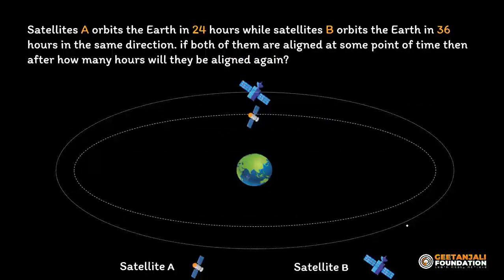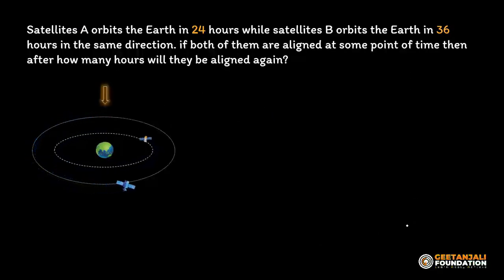Satellite A orbits the Earth in 24 hours, while satellite B orbits the Earth in 36 hours in the same direction. If both of them are aligned at some point of time, then after how many hours will they be aligned again? So this is not a simple task to find out if you don't know LCM, but as you know the concept of LCM, if we find LCM of these two numbers, we can find out the result very fast. So we will find LCM of 24 and 36. This will give you the solution after how many hours they will be together again.